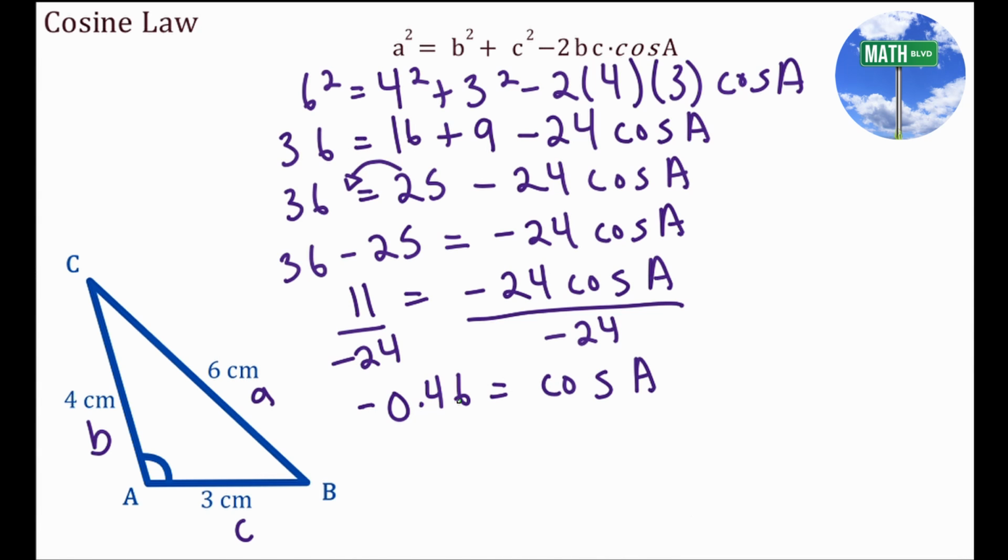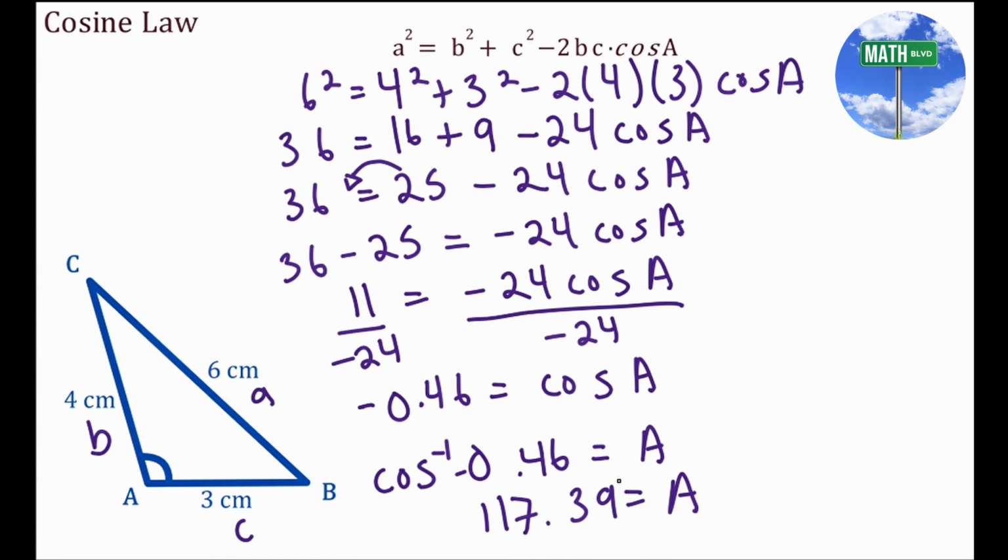My next step is to isolate A. I do this by using inverse cosine on the other side of the equal sign. After calculations, I know angle A is 117.39 degrees.